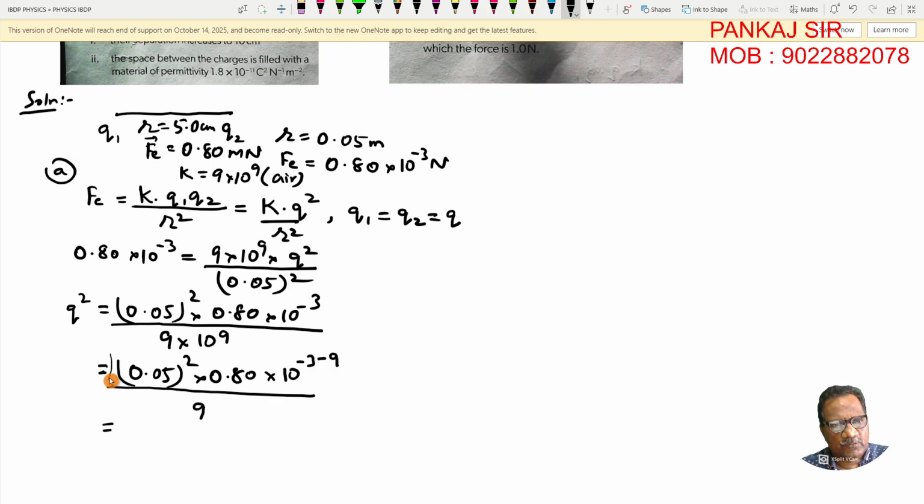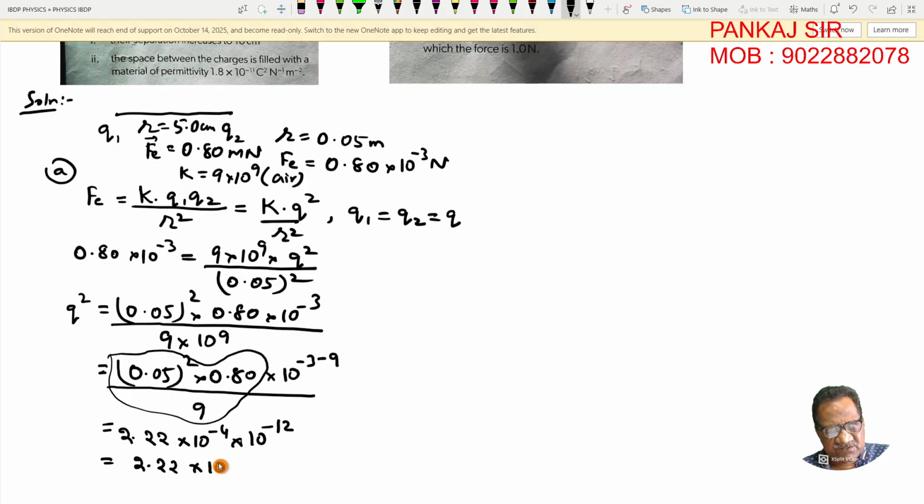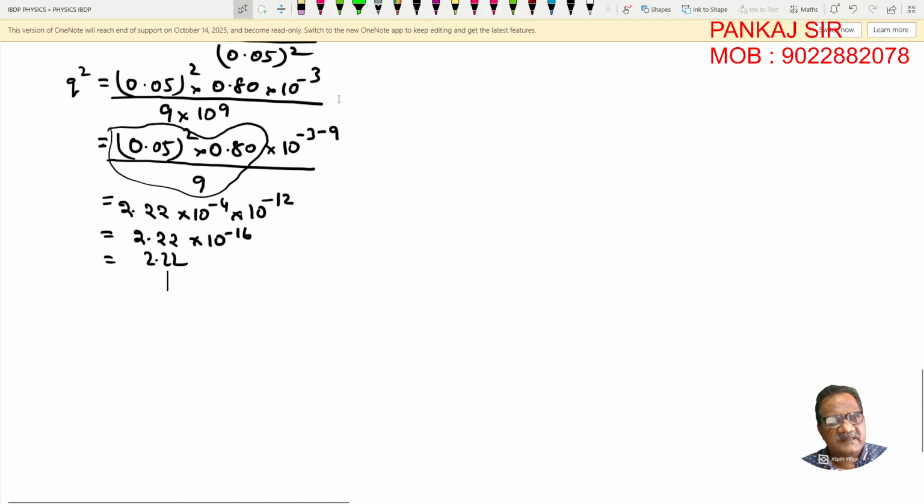Only this part if you do, you get the answer as 2.222 times 10 raised to minus 4, and you have this 10 raised to minus 3 minus 9, that is 10 raised to minus 12. Got it? So this works out to 2.22 times 10 raised to minus 16. Okay, which again works out to 2.22 divided by 10 raised to 16.